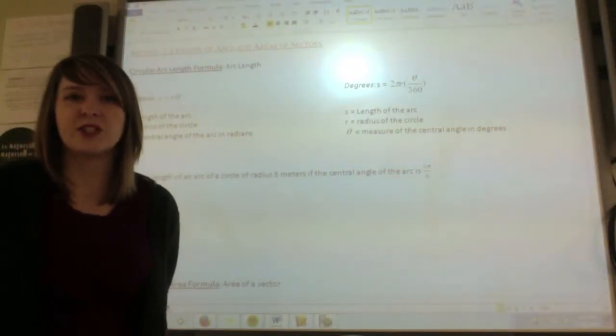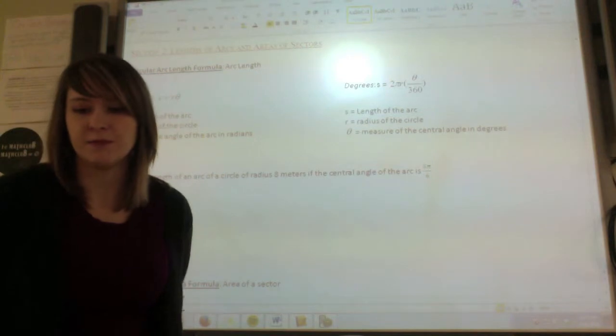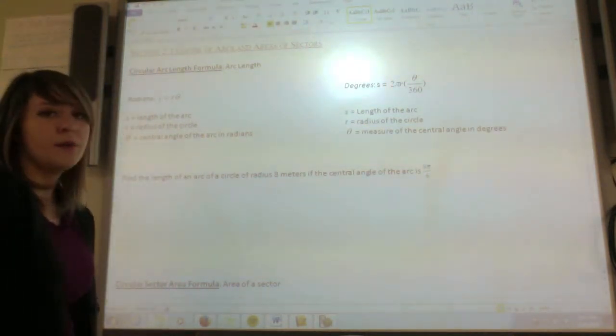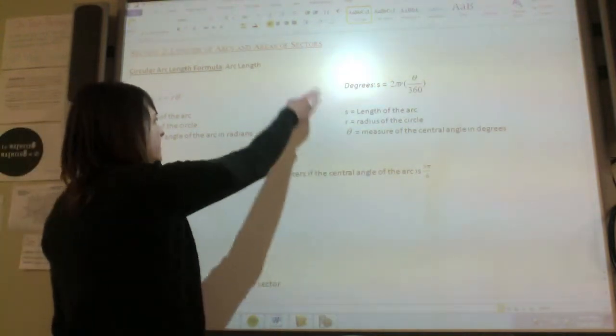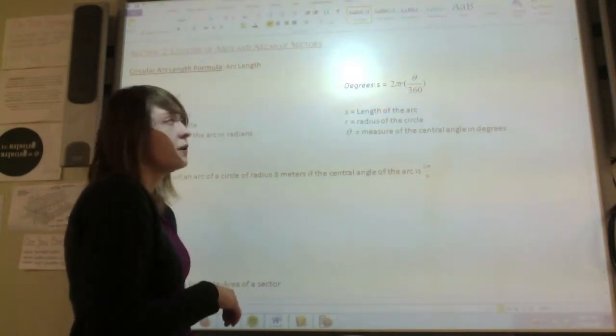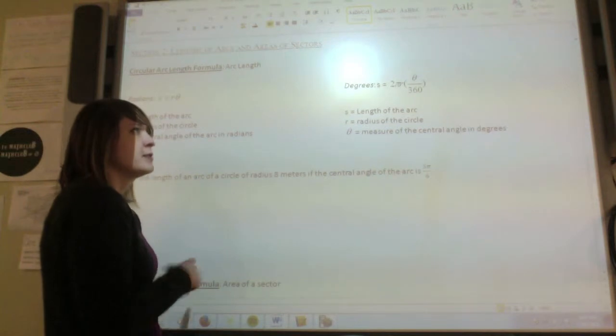Hey guys, today we're doing Chapter 4, Section 2, which is on lengths of arcs and areas of sectors. So the first thing we're going to talk about is circular arc length, and we did a little warm-up on arc length the other day. Basically, if you're thinking about the circumference, the distance that you travel to get around a circle, arc length is just the distance for a certain degree.